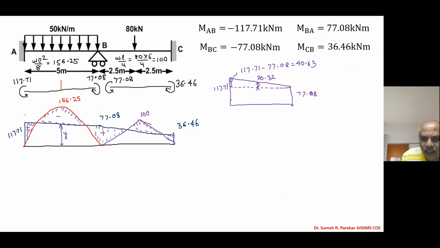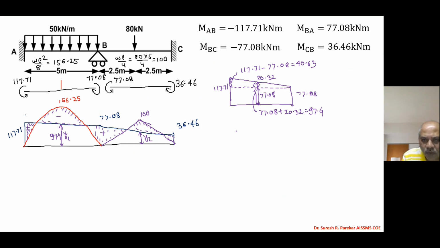And this value we have 77.08. So what will be the total value? This will be 77.08 plus 20.32, we have 97.4. So we have this value of Y, 97.4. Let us say this one I will call Y1. Now this I will call Y2.